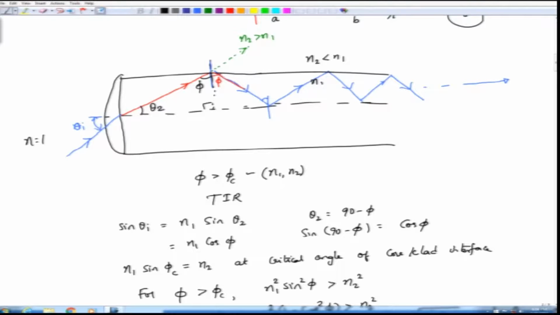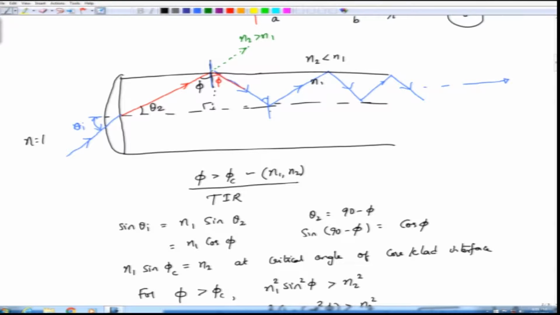Of course, for all angles it will not happen, it will happen only after a specific angle is reached. So, as you start increasing the angle phi of incidence at the core cladding interface, you have to reach a certain angle called the critical angle, which is a function of n1 and n2, in order to induce total internal reflection. Once your angle of incidence is larger than phi c, at those angles the ray will be reflected back.